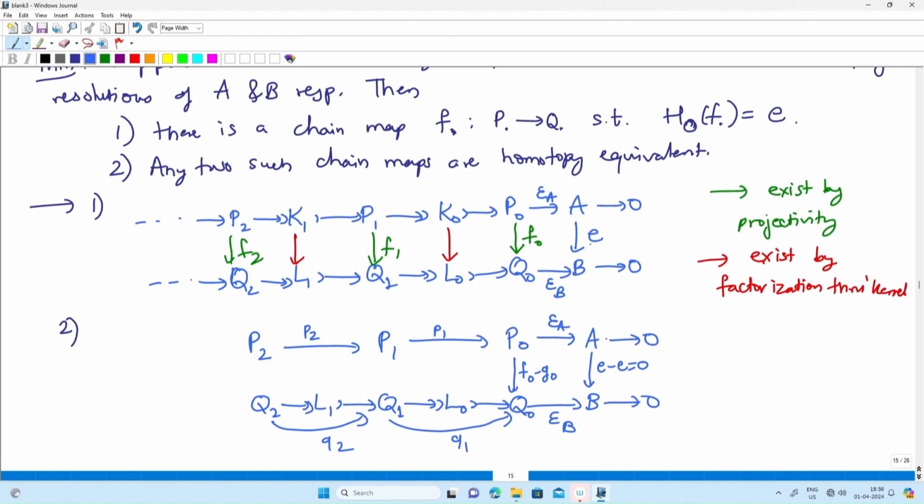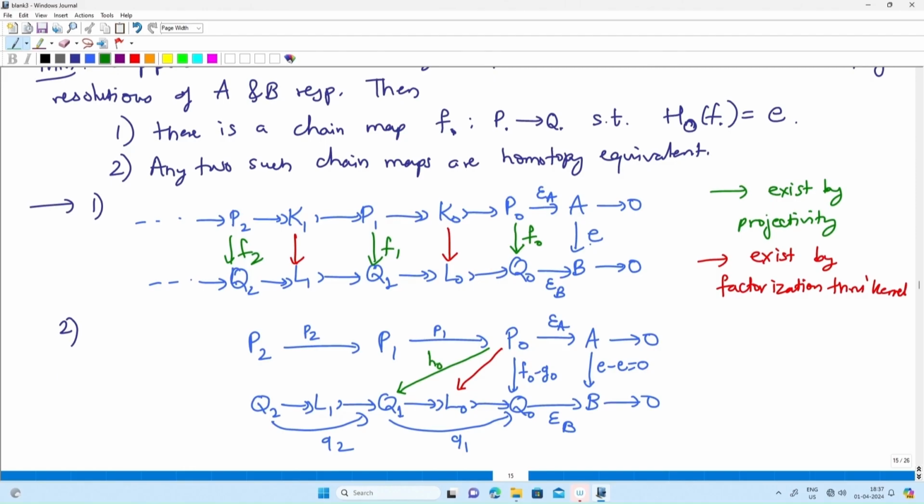When we are going from P0 to A to B, then we are just going to get 0. So therefore, P0 to Q0 to B also we are going to get 0. So therefore, there must exist a map through kernel. Right? So let me use the red arrow. There exists a map through kernel. Okay. But Q1 to L0 is a surjection and P0 is projective. So therefore, by projectivity, there will exist a map here, and this map is what I am going to call my H0.